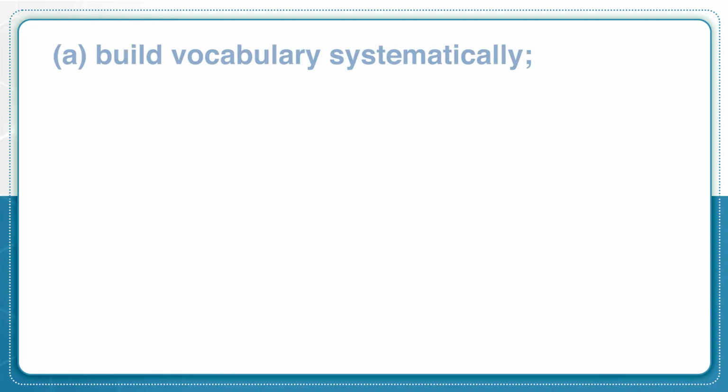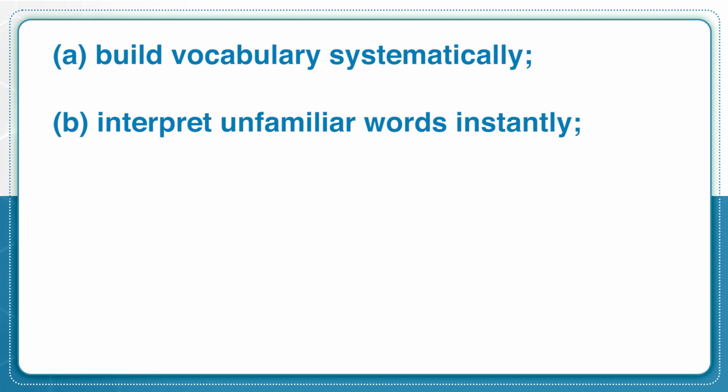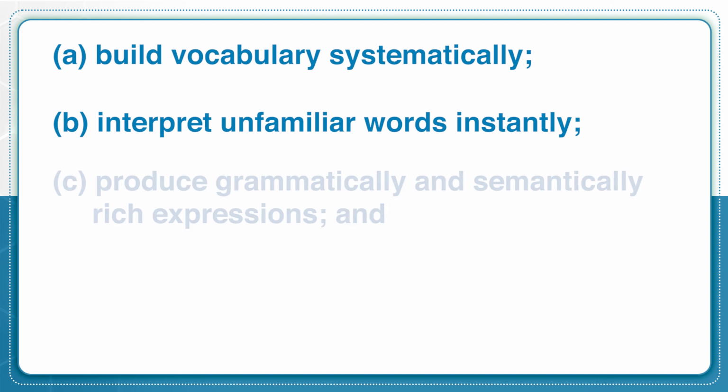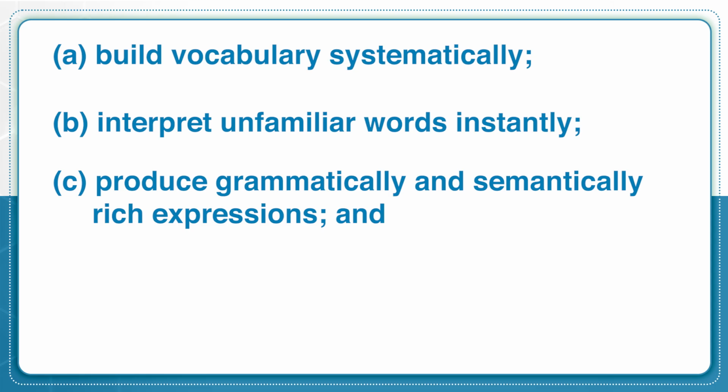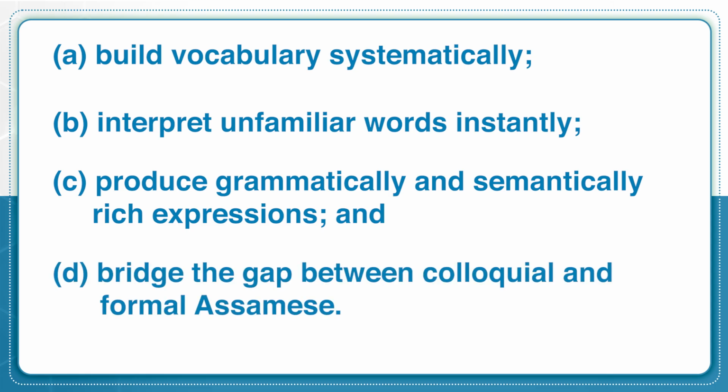Here are a few reasons why derivational morphology is key to fluency. Understanding derivational morphology allows learners to build vocabulary systematically, interpret unfamiliar words instantly, produce grammatically and semantically rich expressions, and bridge the gap between colloquial and formal Assamese. Please note that usually native speakers do not memorize every word, they internalize patterns.